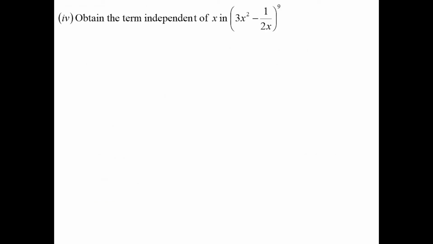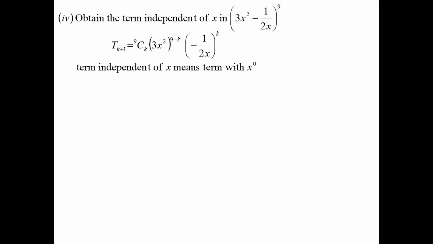We're going to find the term independent of x. So it's a constant number, in other words. x to the power of 0. Which term has x to the power of 0? So I can do the same way. I'll write down my general term. Now we want to find the one which will give us x to the power of 0.